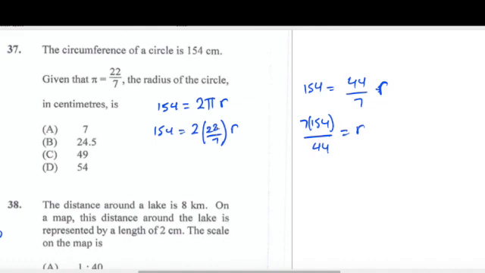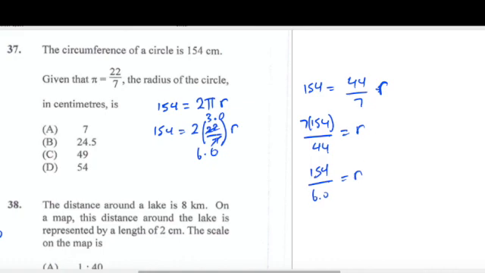I mean, you know, 7 threes are 21, so this will be 3 point something. So let's just say this will be 3 point something times 2. So this will be 6 point something. Right? So this entire thing will be 6 point something. So it'll really be 154 divided by 6 point something, which will give me R.